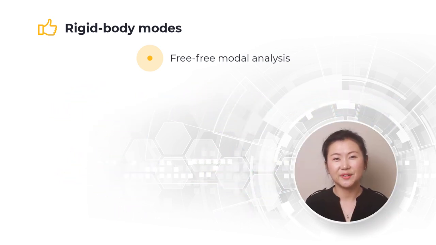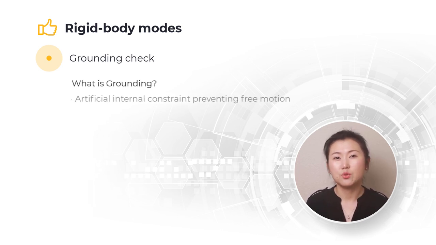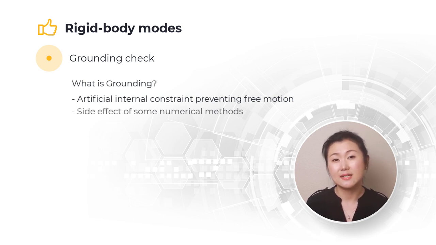Besides the free modal analysis, there's another situation where engineers may expect rigid body modes. That is for checking if grounding exists in a system. So what is grounding? Grounding refers to a system that has some artificial internal constraint, preventing it from moving freely. You can think of the term grounding as a way to say that there is some loose connection between the system and the ground behind the scenes. It is a side effect of some numerical methods used in the finite element simulation.